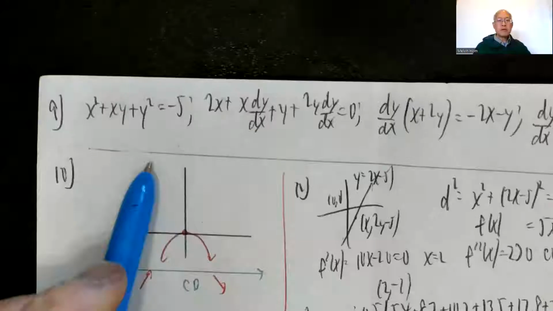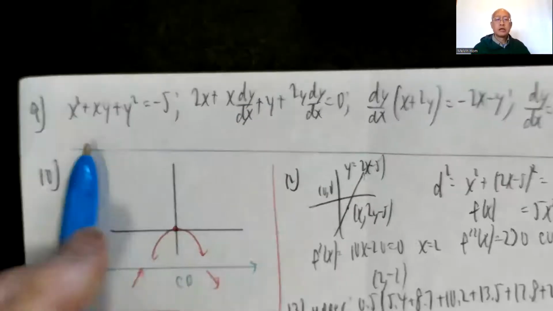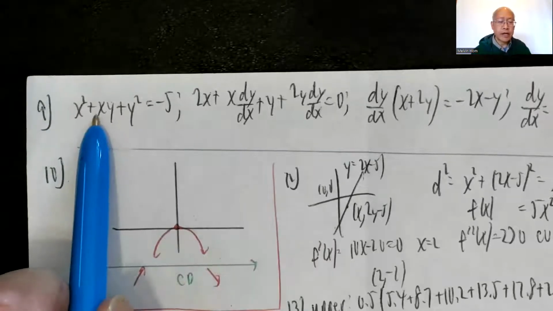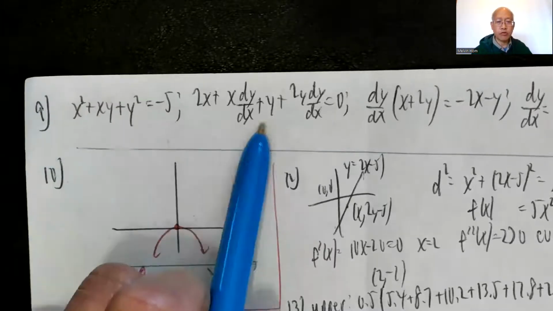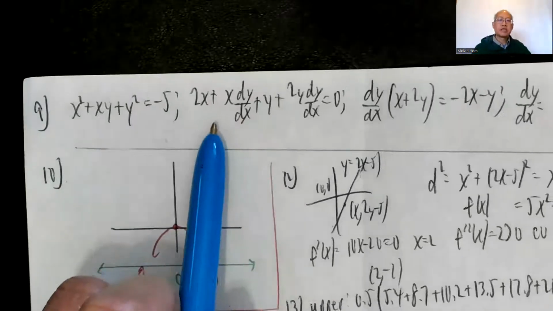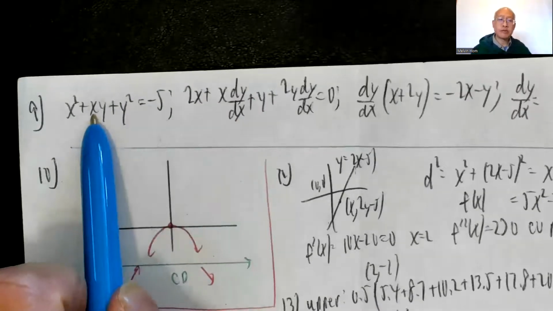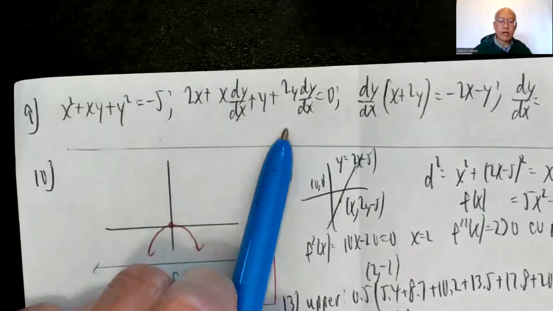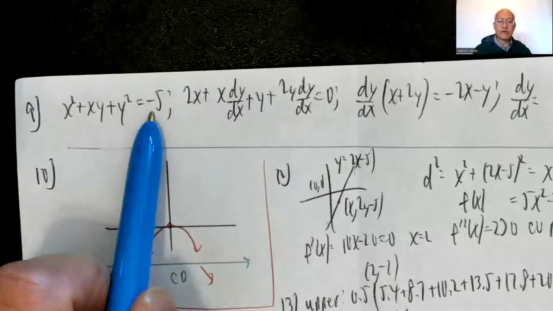Number 9: differentiate implicitly. So the derivative of x squared is 2x. For xy, that's a product rule. First, x times the derivative of the second. The derivative of y is dy/dx. Plus the second function, y, times the derivative of the first with respect to x, which is 1. Plus y squared has a derivative of 2y dy/dx. The derivative of negative 5 is 0.